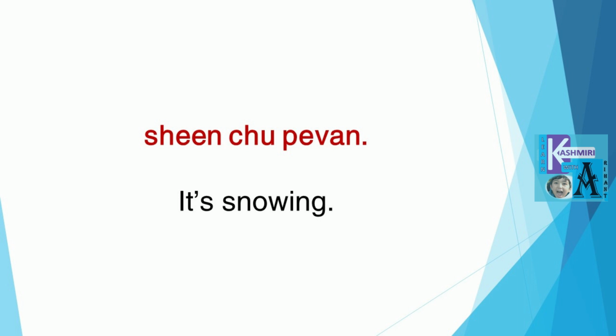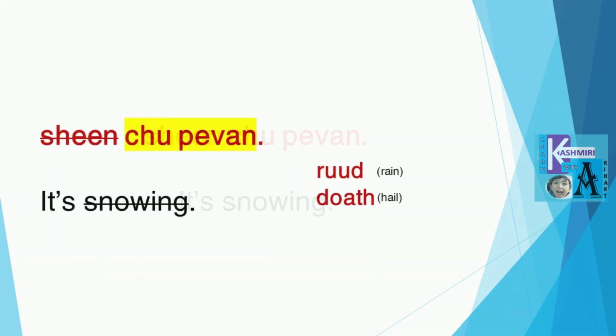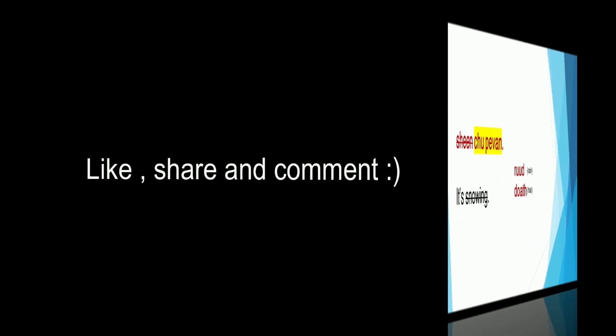This sentence, sheen छु पेवान, can also be used to make many other sentences. You simply have to replace sheen, which is snow, with rain, which is ruud, or hail, which is doath in Kashmiri. The sentences will become ruud छु पेवान, and doath छु पेवान. That was it in today's lesson.